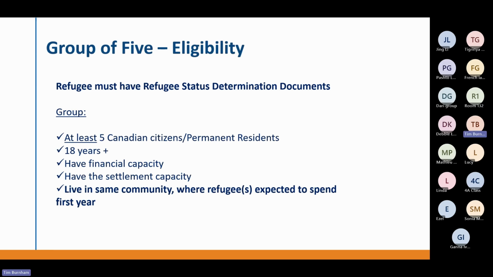Now, for groups of 5, as I said, the refugee must have a refugee status document in order to be sponsored. And a group of 5 is made up of at least 5 Canadian citizens or permanent residents. They have to be 18 years or older.